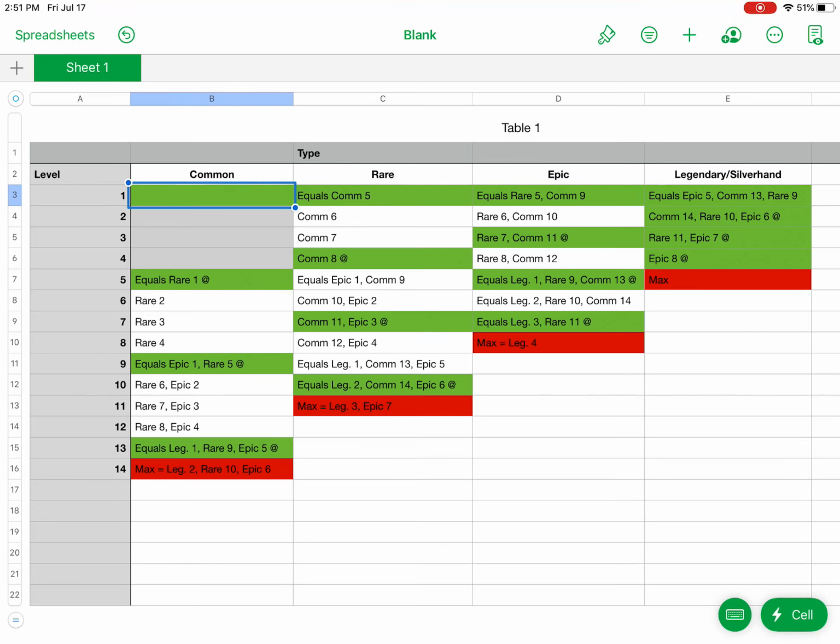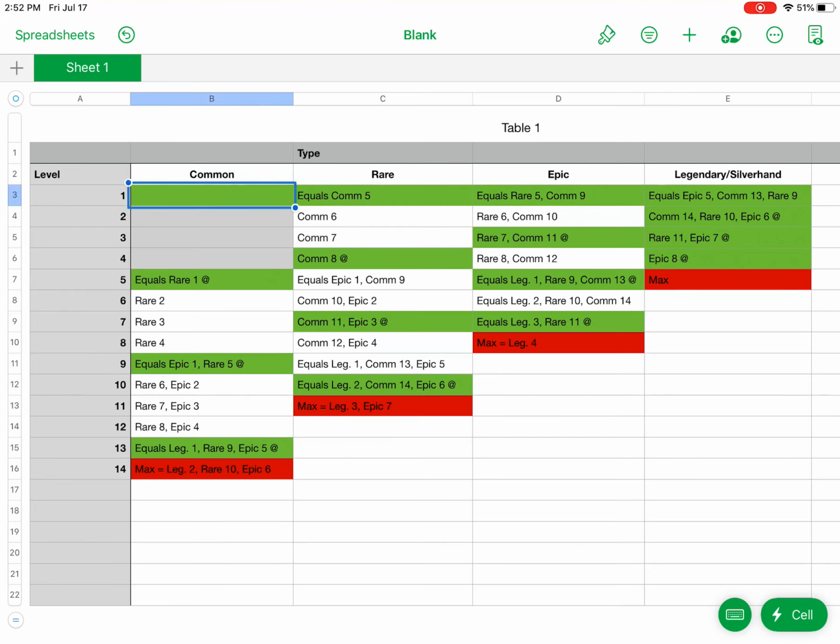So all of our gear starts at level 1, and then our common gear will max out at level 14, so at this level you can no longer increase its stats. The max out level for rares is level 11, the max out for epics is level 8, and the max out, I believe, for legendary and silver hand will be level 5.